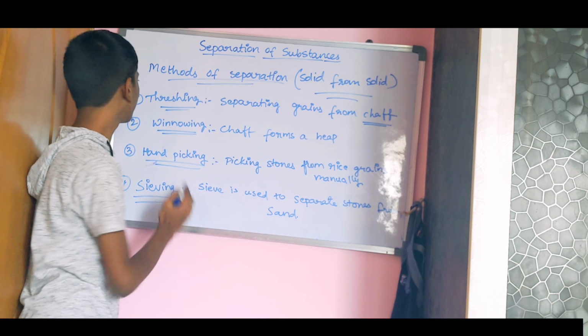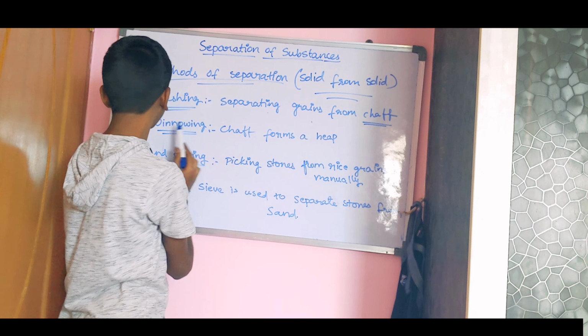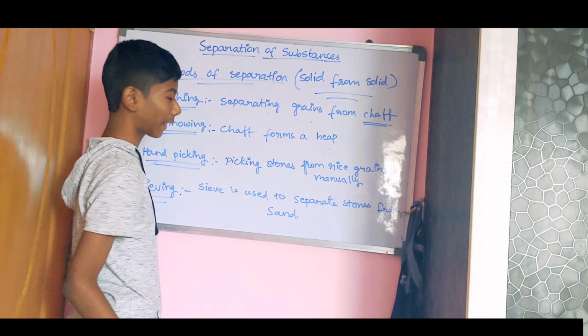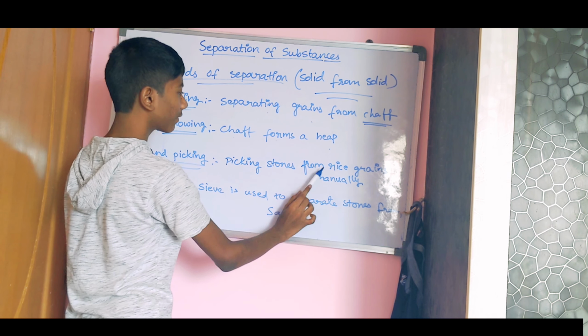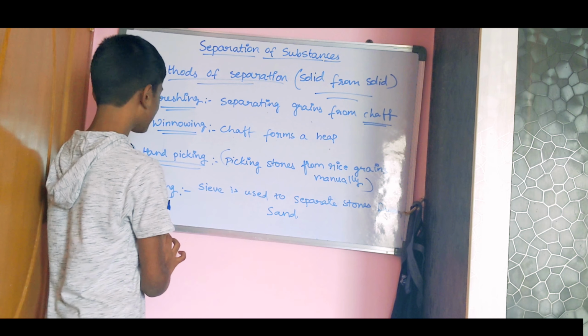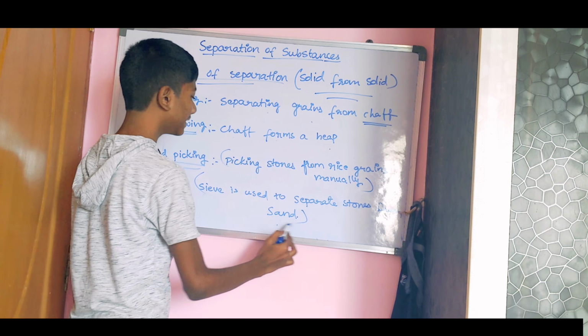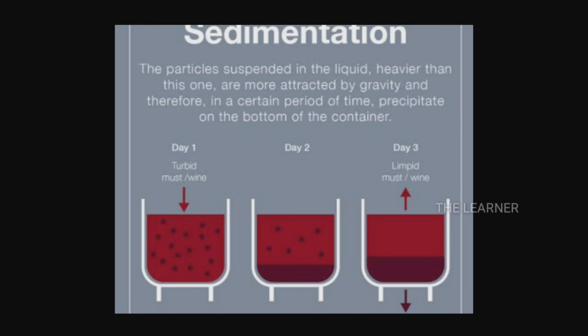We will revise it once again. Threshing. Threshing is useful to separate grains from chaff. Winnowing. Chaff forms a heap or a large quantity. Hand picking. Picking stones from rice grains manually is the best example and the best definition for hand picking. Sieving. Sieve is a material or a tool used to separate stones from sand. That is sieving. Now we are going to learn separating solids from liquids. There are 4 methods to separate. First one is sedimentation. Sedimentation is the process in which heavier particles of an insoluble solid in a liquid settle down. The particles that settle down form the sediment.